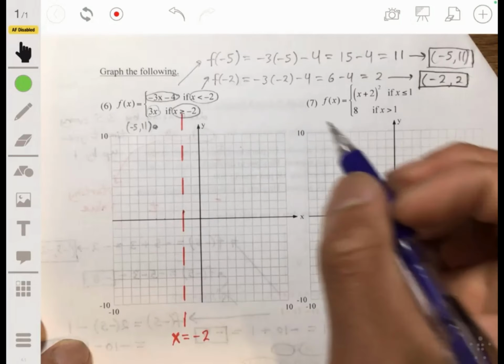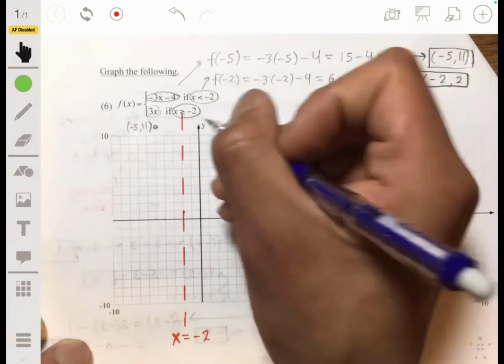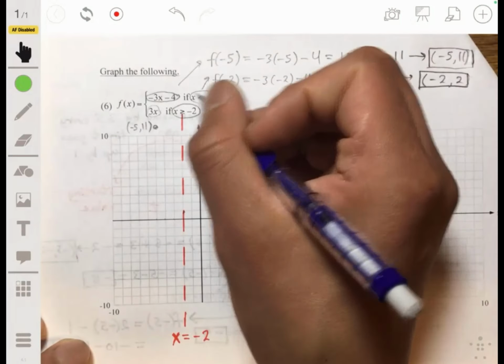But technically, we're not supposed to include negative 2 for this expression, because see, it says less than. It doesn't say less than or equal to. So then at negative 2, 2, you would have an open circle.